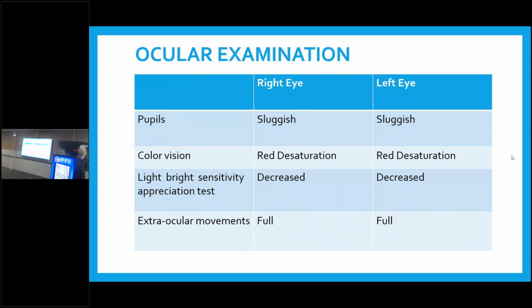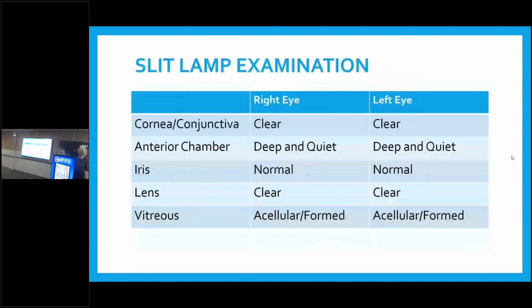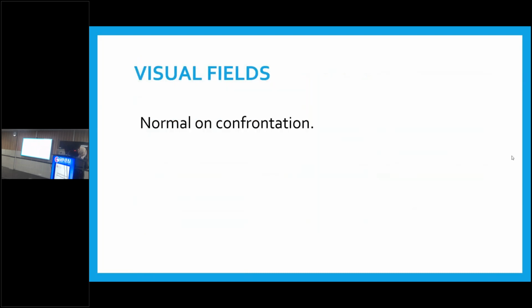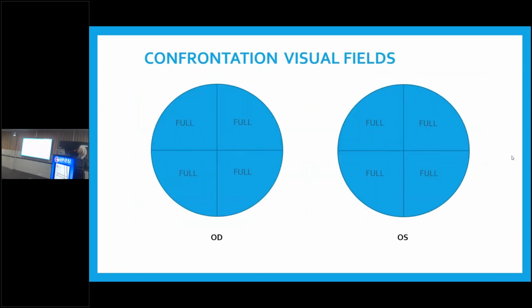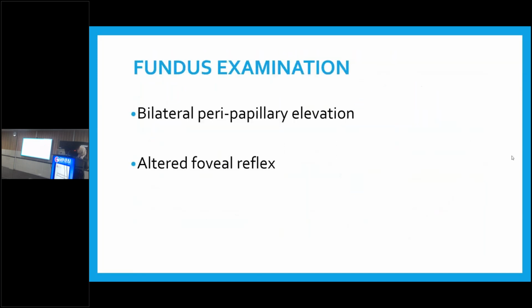Her cornea and conjunctiva were clear in both eyes, while the anterior chamber was deep and quiet in both eyes. Her iris and lens were normal, while the vitreous was acellular and formed in both eyes. Her visual fields on confrontation method were normal in both the eyes, while her fundus examination revealed multiple findings.